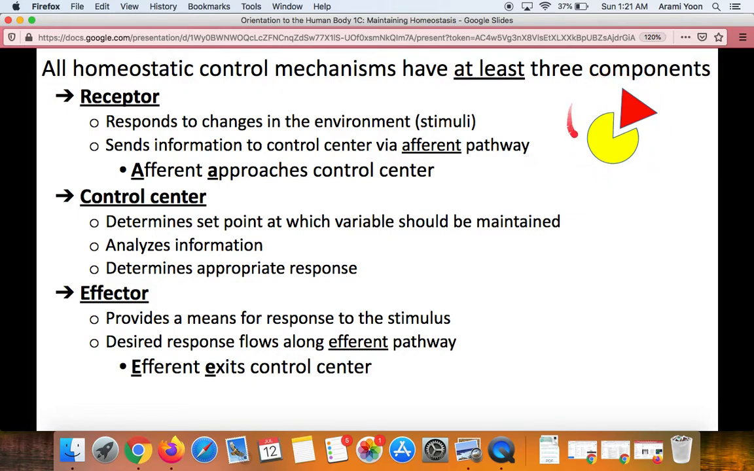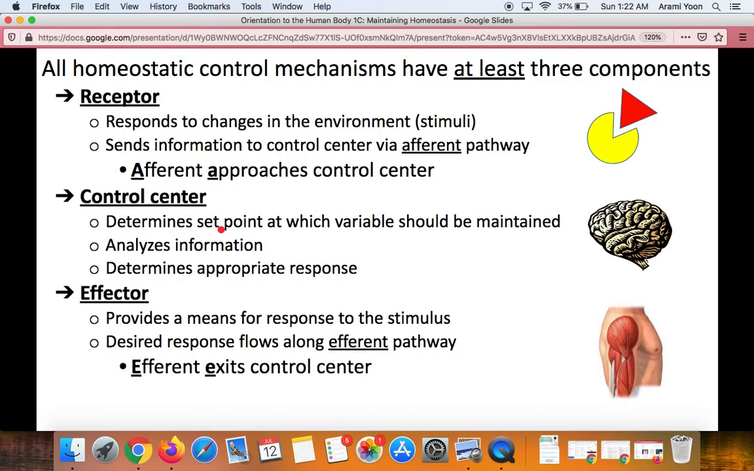Here, this little icon is meant to represent some receptor in your body that is able to perfectly match to some stimulus, and that receptor received the information from the stimulus and is going to send it to the control center. So your control center is almost always going to be your brain in terms of what you're learning for this class. And your control center determines the set point at which the variable should be maintained.